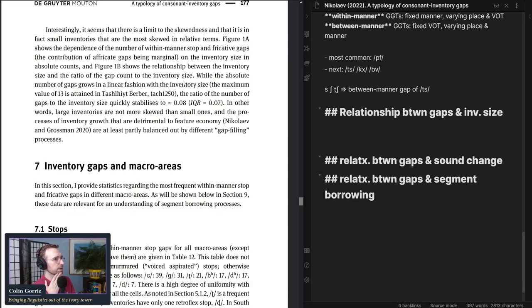Okay, so the absolute number of gaps grows in linear fashion with the inventory size. The maximum value is 13. But the ratio of the number of gaps to the inventory size quickly stabilizes to 0.08.